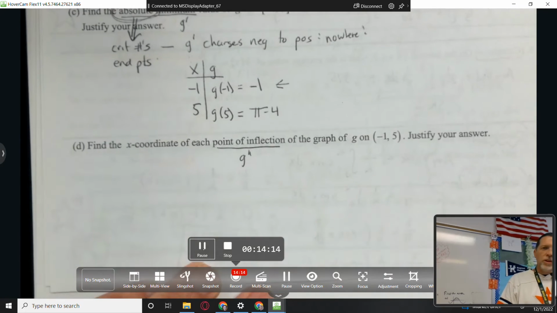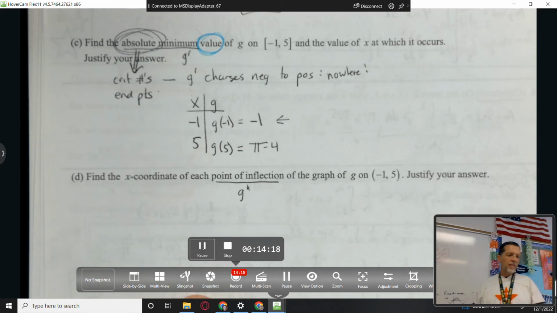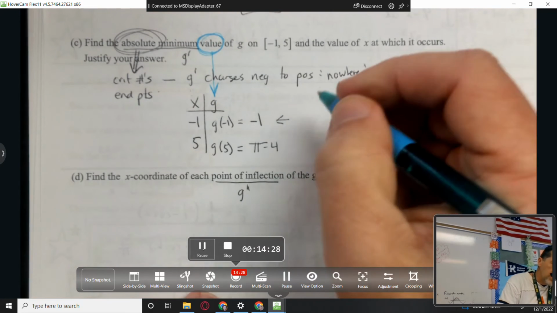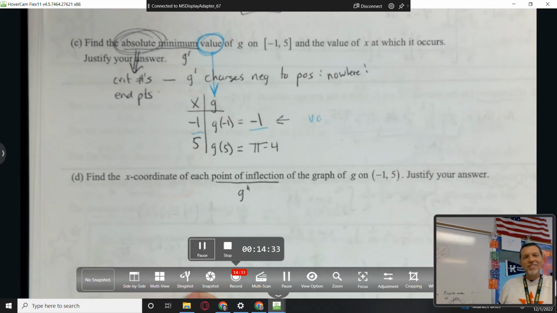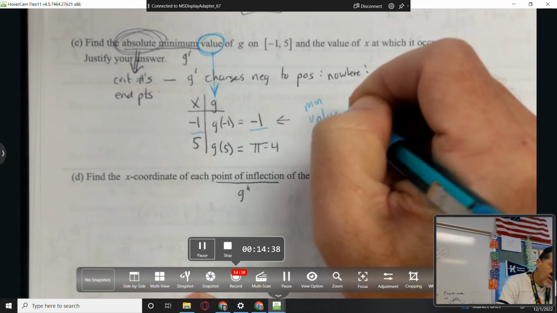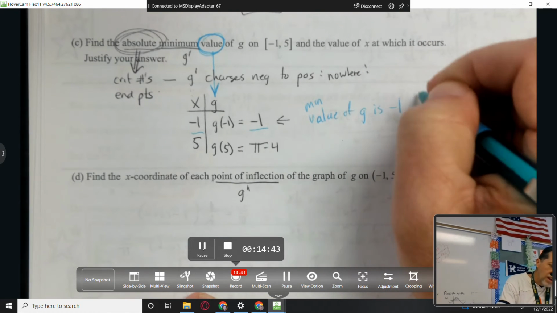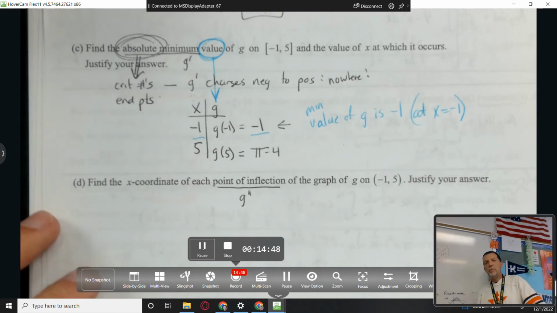So what's the answer to the question then? The minimum value, is that the x coordinate or the y coordinate? Value would be the y coordinate. Well, you got lucky. You could get them backwards on this one and be fine. So the minimum value of g is -1, and it didn't ask for it, but if you wanted to specify, that happens at x equals -1.